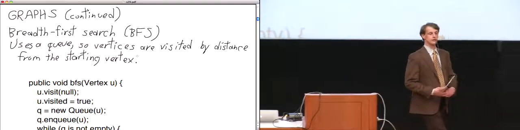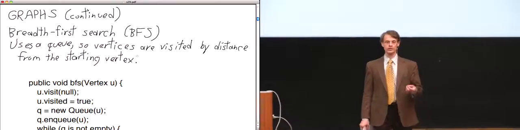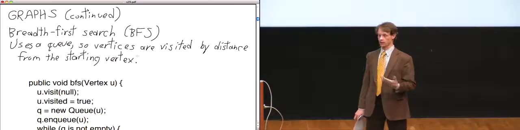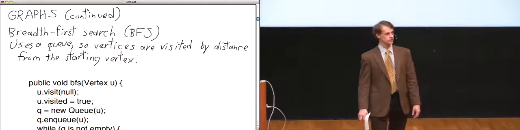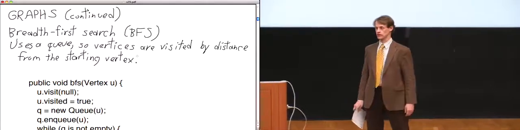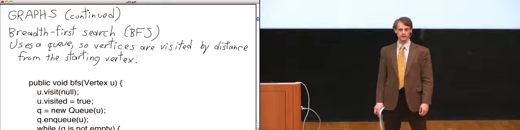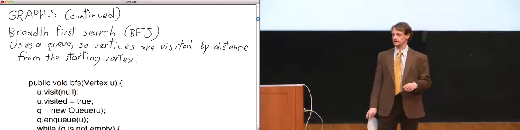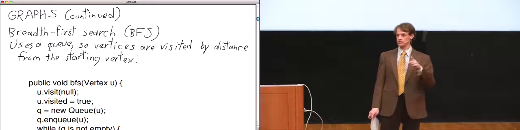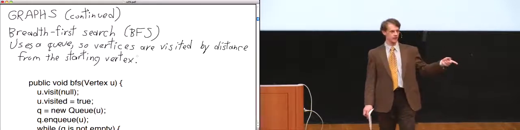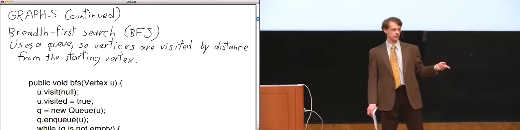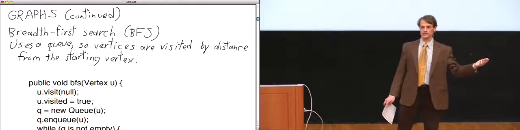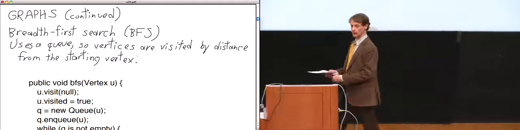So the idea of breadth first search is that we're going to start by choosing an arbitrary vertex, any vertex you like. We're going to visit that vertex first. Then we're going to visit all of the vertices that are at a distance of 1 from that vertex. Then we're going to visit all the vertices at a distance of 2, so you can reach them from the starting vertex by a path of length 2. And then all the vertices a distance of 3 away, and then 4 away, and so on.